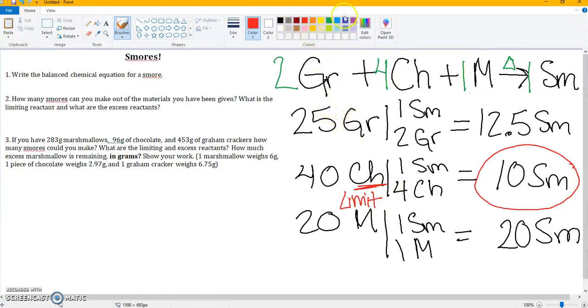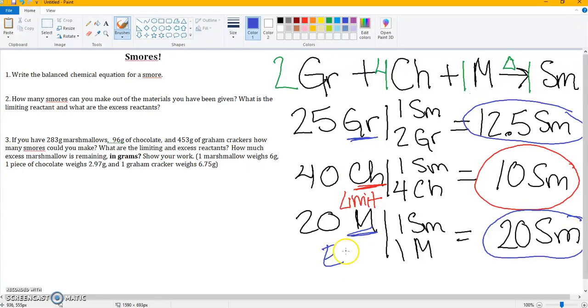However, my excess is the one I have plenty of. And if you look, I have enough graham crackers to make 12.5, and I have enough marshmallows to make 20, which means that these guys, graham crackers and marshmallows, are my excess, because I have those left over. If I had more chocolate, I could make more s'mores because there's more graham crackers and more marshmallows left over. Okay? So this is pretty simple and very straightforward. We do this all the time when we're cooking.